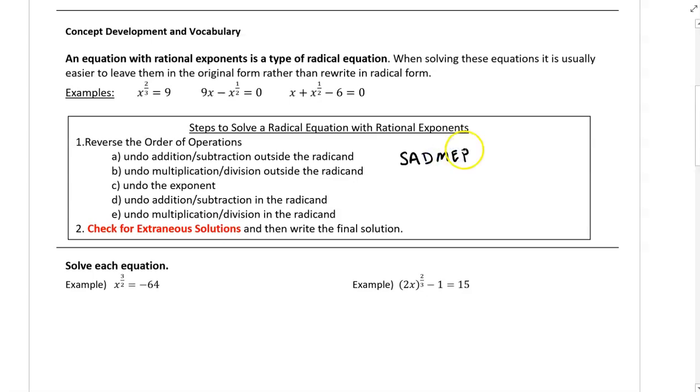And we'll use, again, this phrase or acronym to help us remember the order. SADMET, we'll undo addition and subtraction, followed by multiplication or division. And then we'll undo the exponent. And then we'll do the reverse order of operations, SADMET, with any operations that are occurring outside of the radicand, inside of the radicand. Lastly, we will have to check our extraneous solutions and then write the final solution.